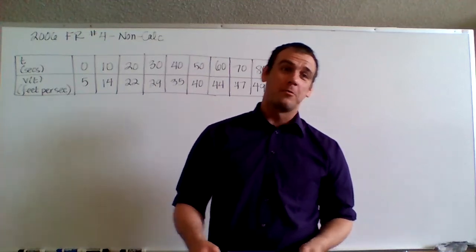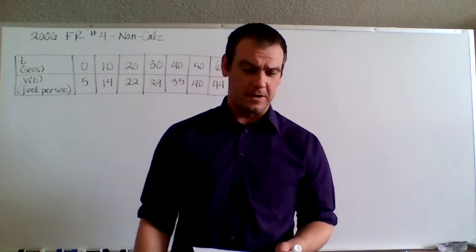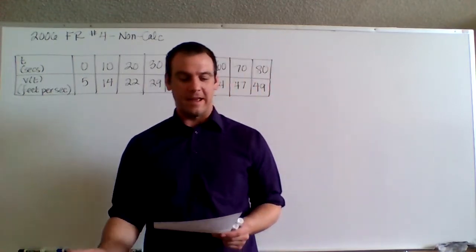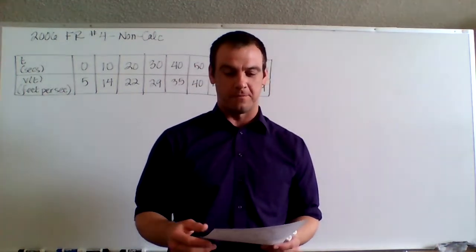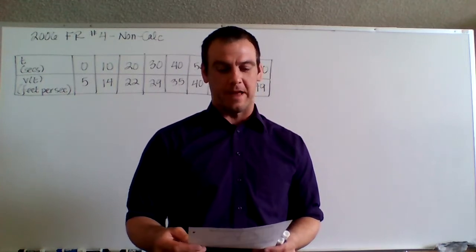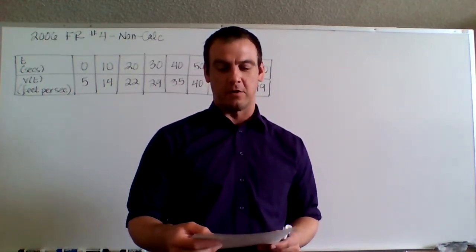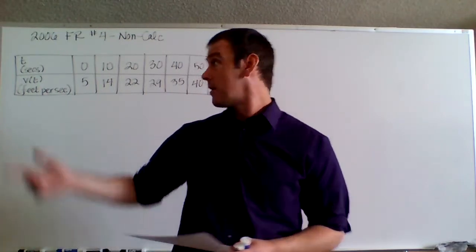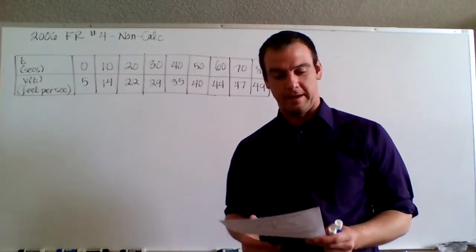All right, so here we've got 2006 free response number 4, guys. This is non-calculator. So we have rocket A has a positive velocity, v of t, after being launched upward from an initial height of 0 feet. The velocity of the rocket is recorded for selected values of t over the interval 0 to 80. That's why we got 0 to 80 as shown on the table.